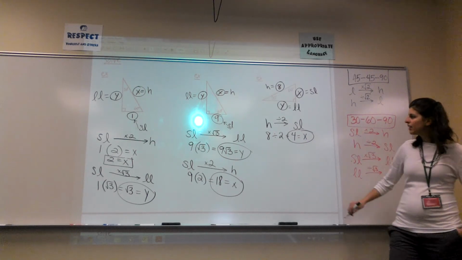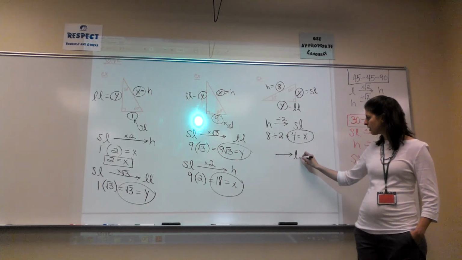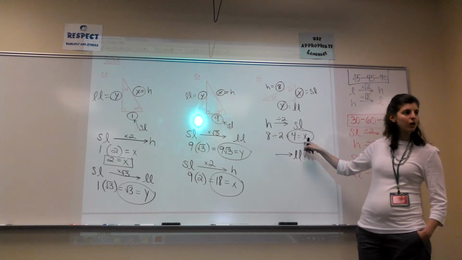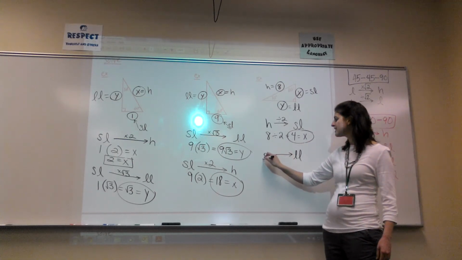Now I want to find the long leg. Okay? So I now have the short leg and the hypotenuse. Which one gives me a direct path to the long leg? The short leg. So I'm going to take that short leg that I just found.